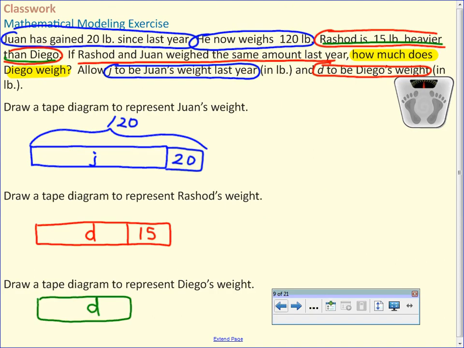So Diego is 85. Rashad is 85 plus 15, which is 100. So J equals 100. 100 plus 20 is 120. So it checks. It fits all of the information that was given to us in the equation.